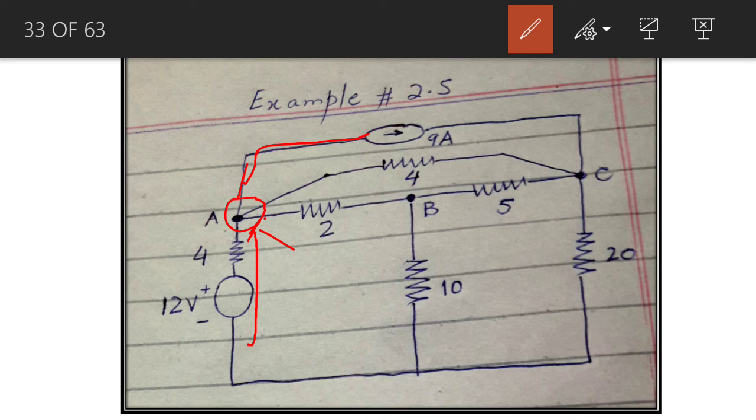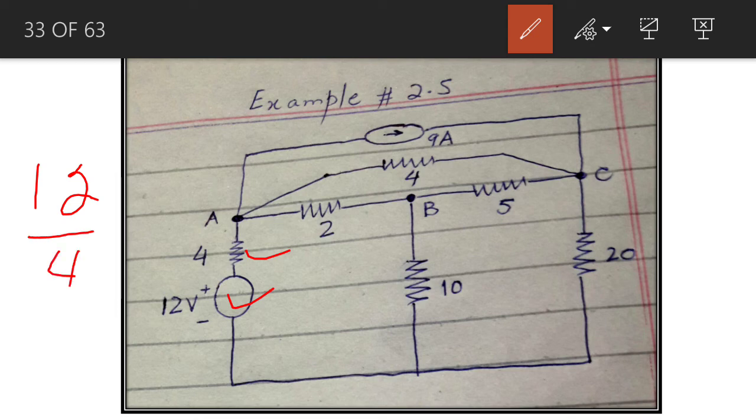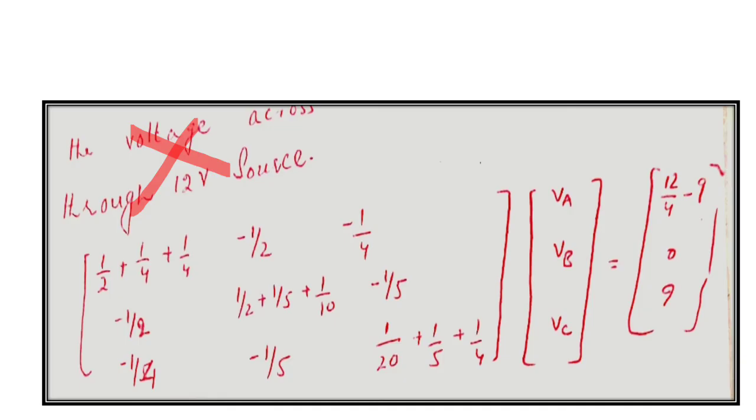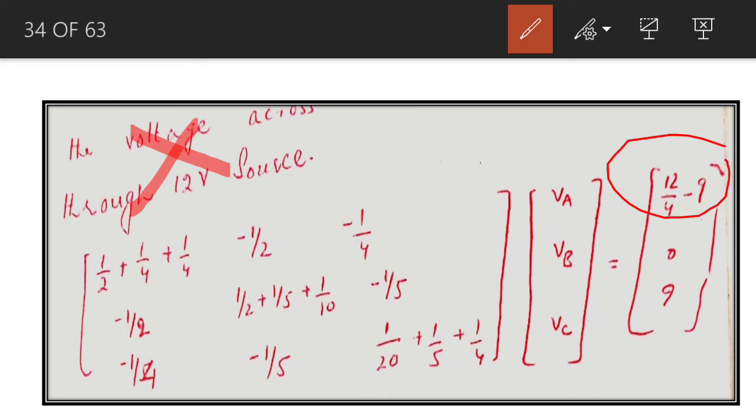So for the current IG1, we consider this source, so that is 12, divided by the resistance of the series resistor. This 4 ohm resistor is in series with the voltage source, and we consider this source as well, because this source has been connected to the first node as well. As the current is moving away from the node, we have minus 9. If you look at the value of IG1 in the standard node equations, the value of IG1 was 12 by 4 minus 9. So you see, we have 12 by 4 minus 9.